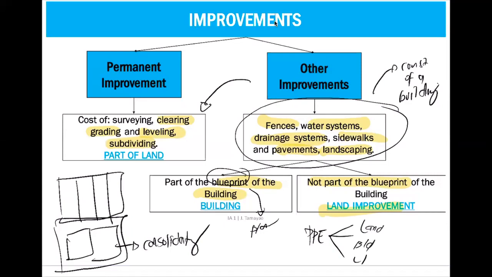So in case, guys, although tama naman yung cost ng PPE mo, if you do not properly allocate it to the proper account, let's say land, building, and land improvement, nagkamali ka ng allocation, dapat for building siya na inilagay mo sa land, mali pa din yung amounts natin. Okay, so ingat talaga dito sa classification of costs.